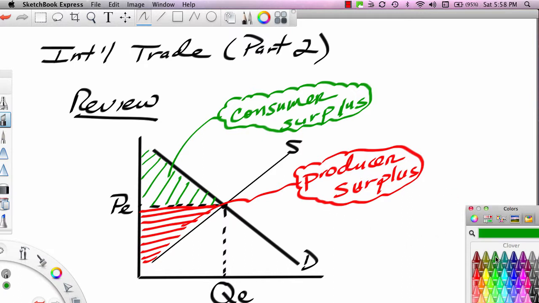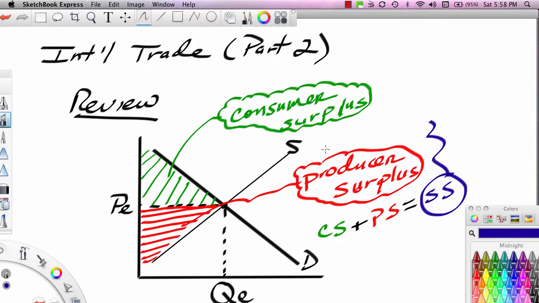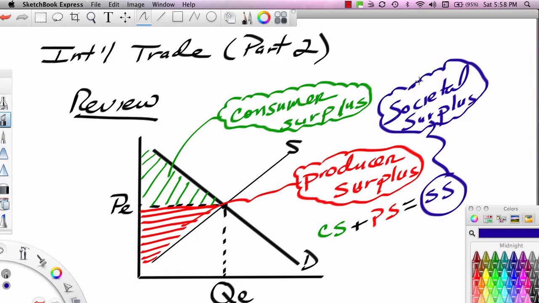Now, if you combine those two areas, if you take consumer surplus and you add it to producer surplus, you actually get an area called societal surplus. So societal surplus is simply the sum of consumer and producer surplus. Let me write out the term here for you. Societal surplus. And societal surplus is a good thing. After all, it represents a situation where both consumer and producer are winning.